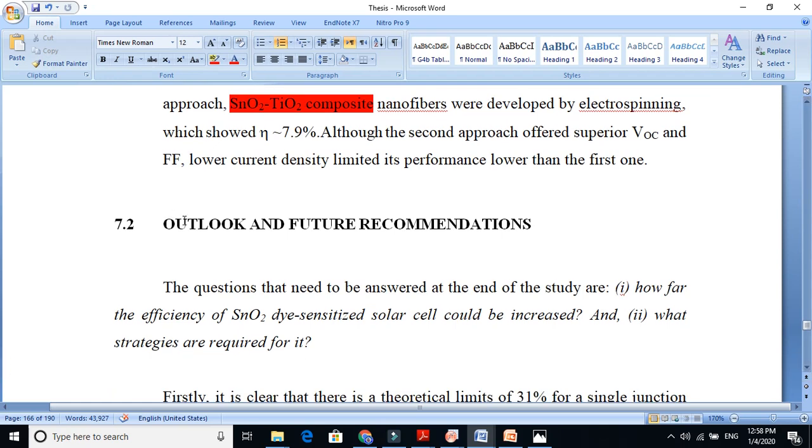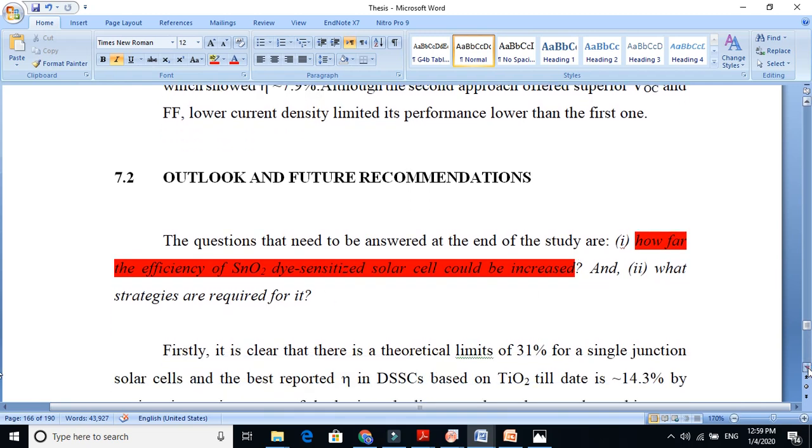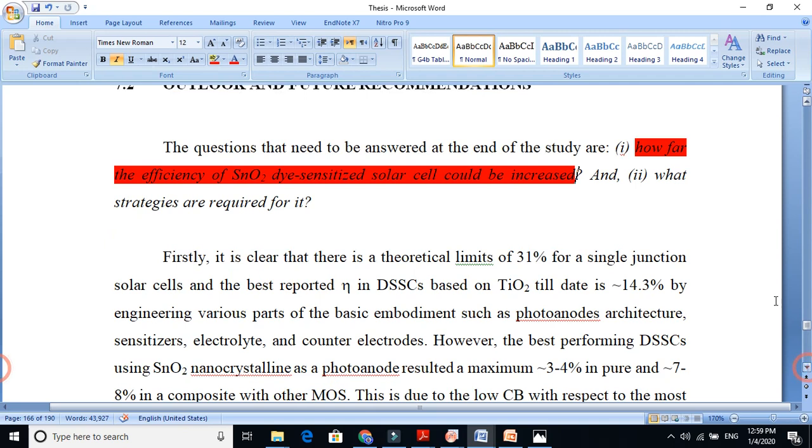Now this is the outlook and future recommendations. In the conclusion, you have to conclude your thesis and you have to give some outlook, some future recommendations. Look at this. The questions that need to be answered at the end of the study are: how far the efficiency of tin oxide, SnO2, could be increased, and up to what level can we increase the efficiency? And second, what strategies are required for it? These questions we need to answer.